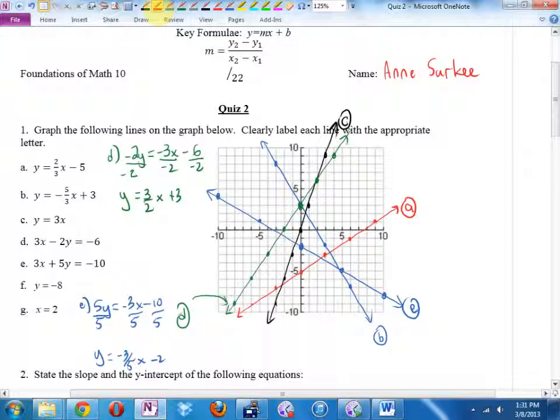The line y equals -8, is that a horizontal line or a vertical line? This you need to know. So it's a horizontal line, -8 high. It is a horizontal line, -8 high. That there is F.